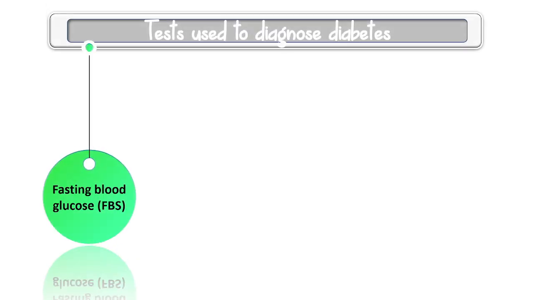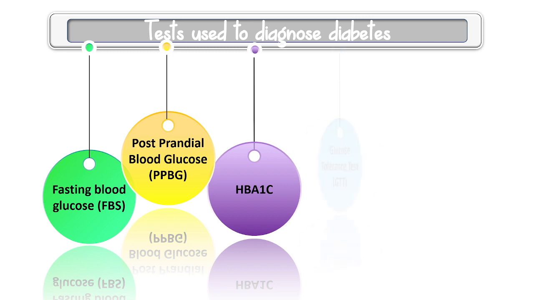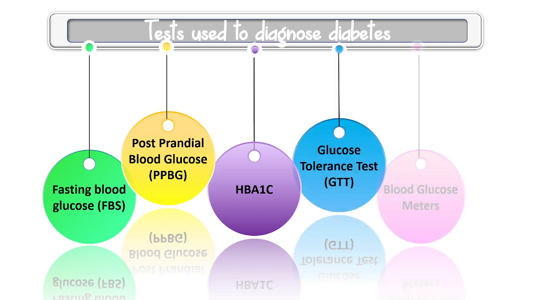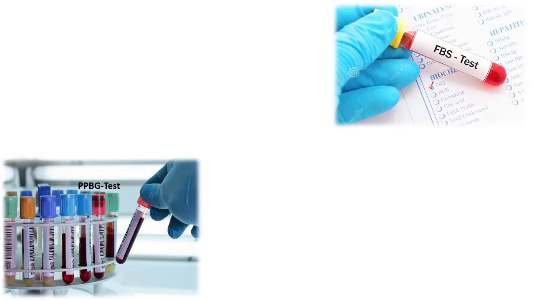Tests used to diagnose diabetes: fasting blood glucose or FBS test, postprandial blood glucose or PPBG test, HbA1c test, glucose tolerance test, and blood glucose meters also help in diagnosing diabetes. By using Benedict's test also, we can diagnose diabetes. But now it is not in use.